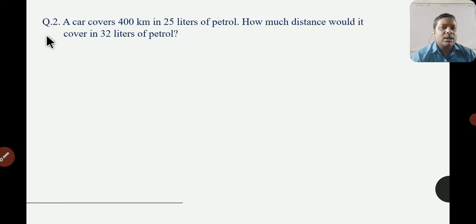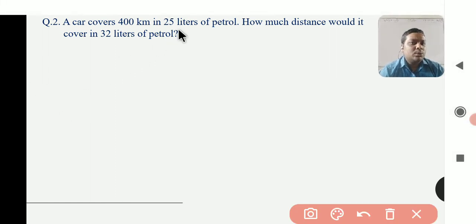A car covers 400 km in 25 liters of petrol. This is the what problem. So how much distance would it cover in 32 liters of petrol? So you can see what is given. There are two quantities. First, distance, 400 km. Second is the amount of petrol. So here you can see the amount of petrol is already given. So there are two things, amount of petrol, but only one quantity is given, 400 km. The second quantity we have to find.